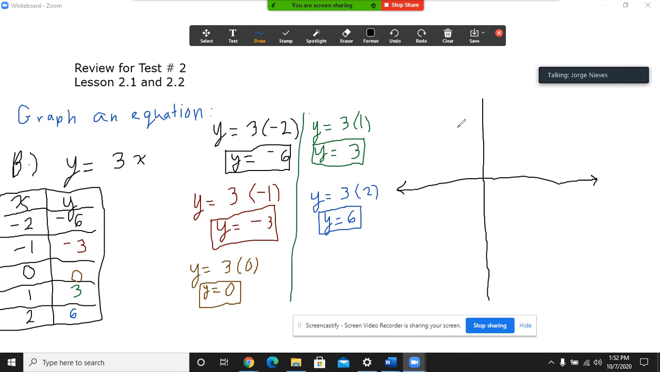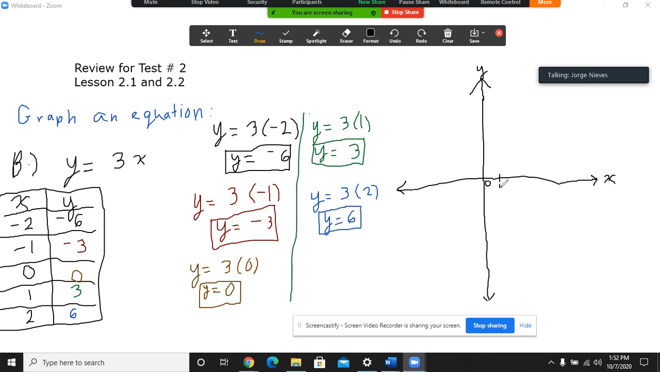Okay, so we will have the graph. We got the x-axis, the y-axis. We got the origin, or the 0. Okay, so we will have one.